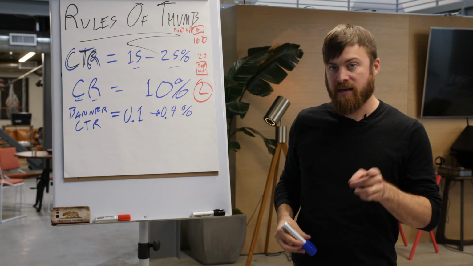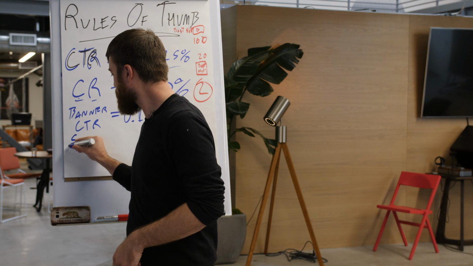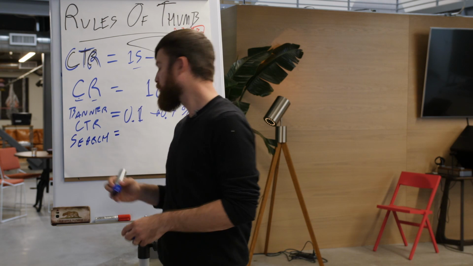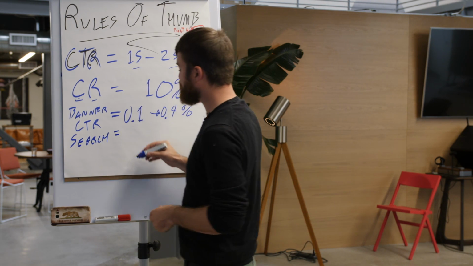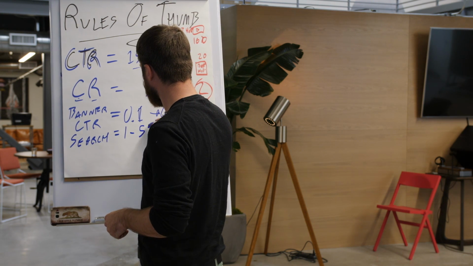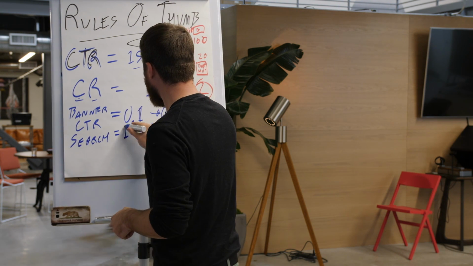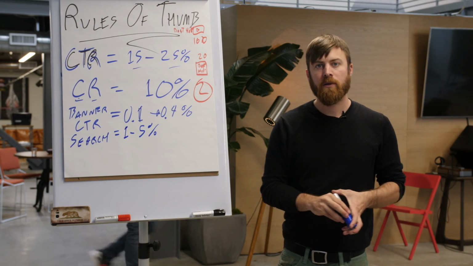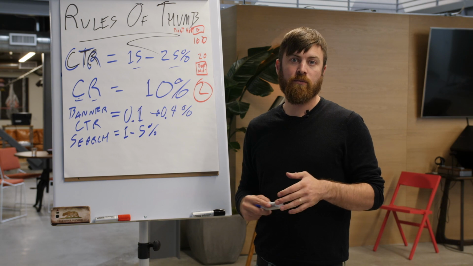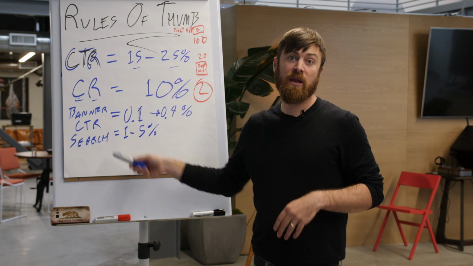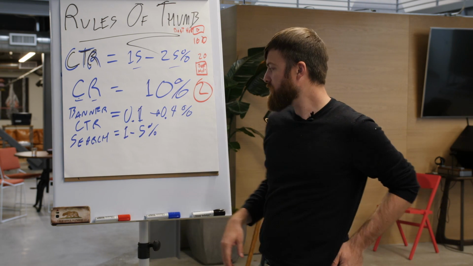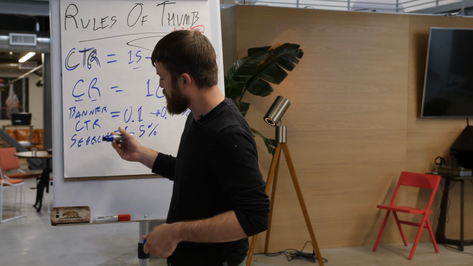Got it. For search ads, for Google search, you should expect somewhere between 1 to 5%. So 1 in every 100 people should be clicking on your ads. 1 in every 100. It goes up a lot for search. I'd say this should be roughly the same for Facebook ads as well. So this would be the same for newsfeed.